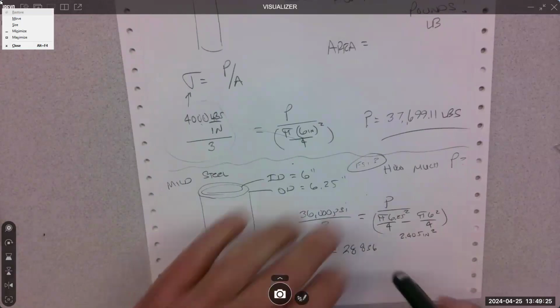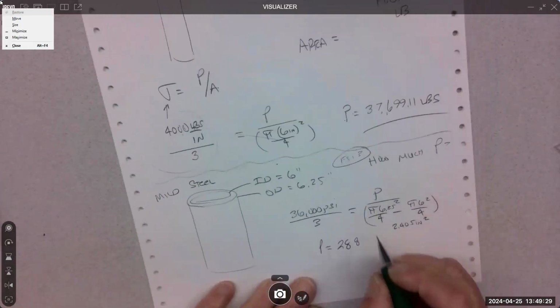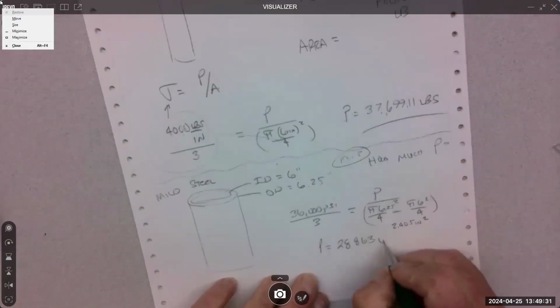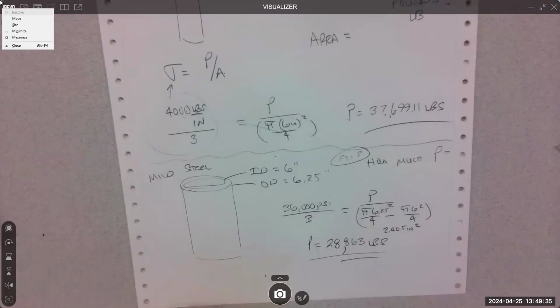Eight, 6, 3. Anybody else get that? Cool. We have to know the material to calculate load. We have to know the area, right? Once we have that, factor of safety, if it's there, we apply it. We can come up with these loads.